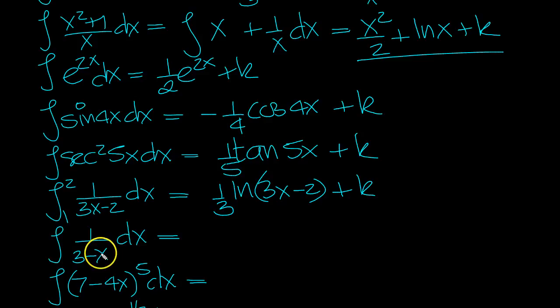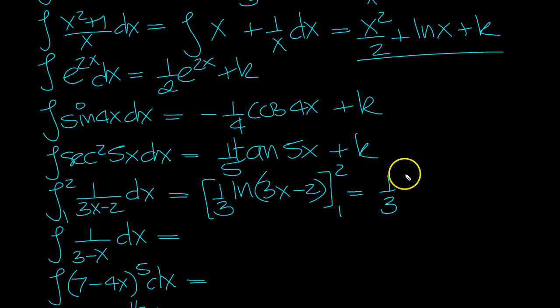This is log of, but it's a definite integral between 1 and 2. So here we don't put plus k, do we? Because it's a definite integral. So we need to evaluate that between 1 and 2, which is a third of. I'm going to take the third outside the bracket, and it will be log of top value. 6 minus 2 is 4. Take away the bottom value, put 1 in here. Log 3 minus 2 is log 1. And log 1 is 0, so it's a third log 4. And you can tap that in the calculator if you want to.